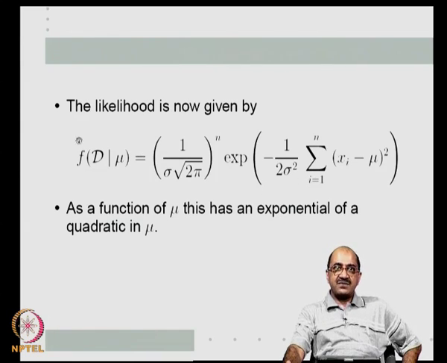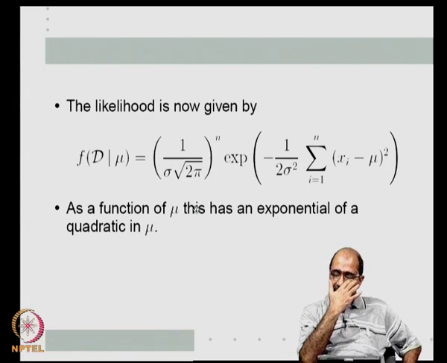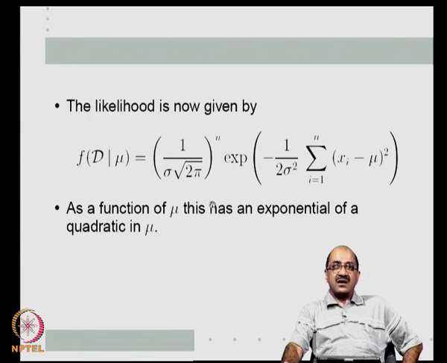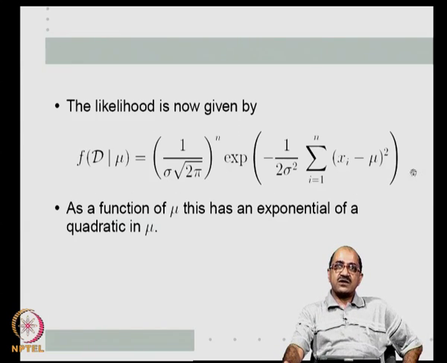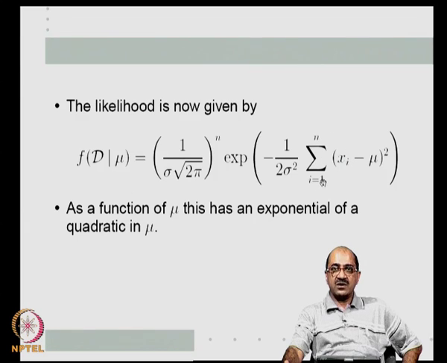Now, we are asking if this is the form of the likelihood, what prior would be conjugate. For that, this likelihood when viewed as a function of mu, what is its main characteristic? As a function of mu, it has an exponential of a quadratic in mu. What is inside the exponent is some quadratic function of mu. Remember that xi is given data, they are known, the variable is mu here. So, inside the exponential, what I have is a quadratic in mu.